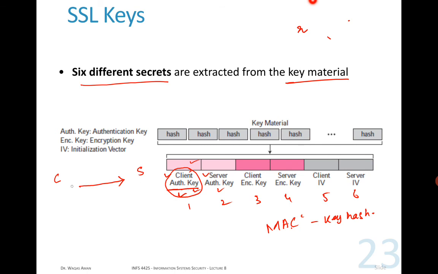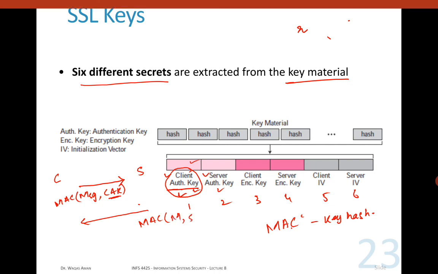So the client will compute a MAC of the message using the client authentication key and send it to the server. The server then has to verify it, but which key will it use for the verification? This key, not the server authentication key. But when the server sends its own message to the client, it will take the MAC of the message with the server authentication key.